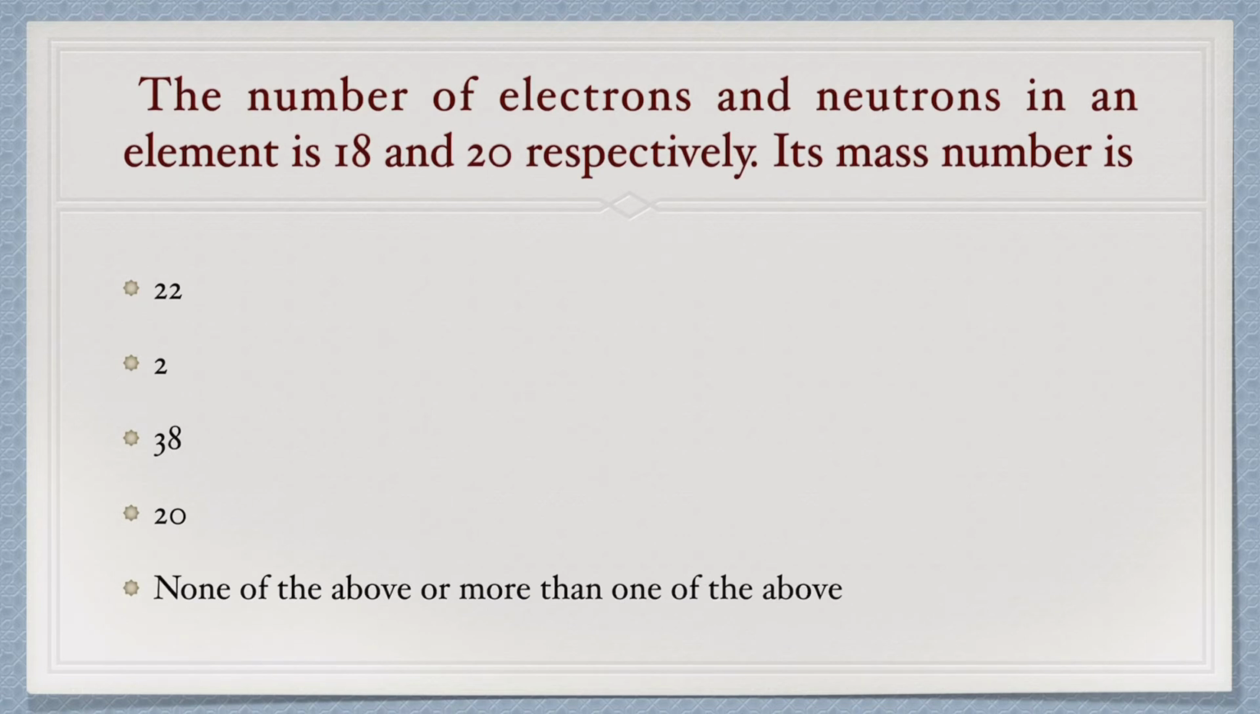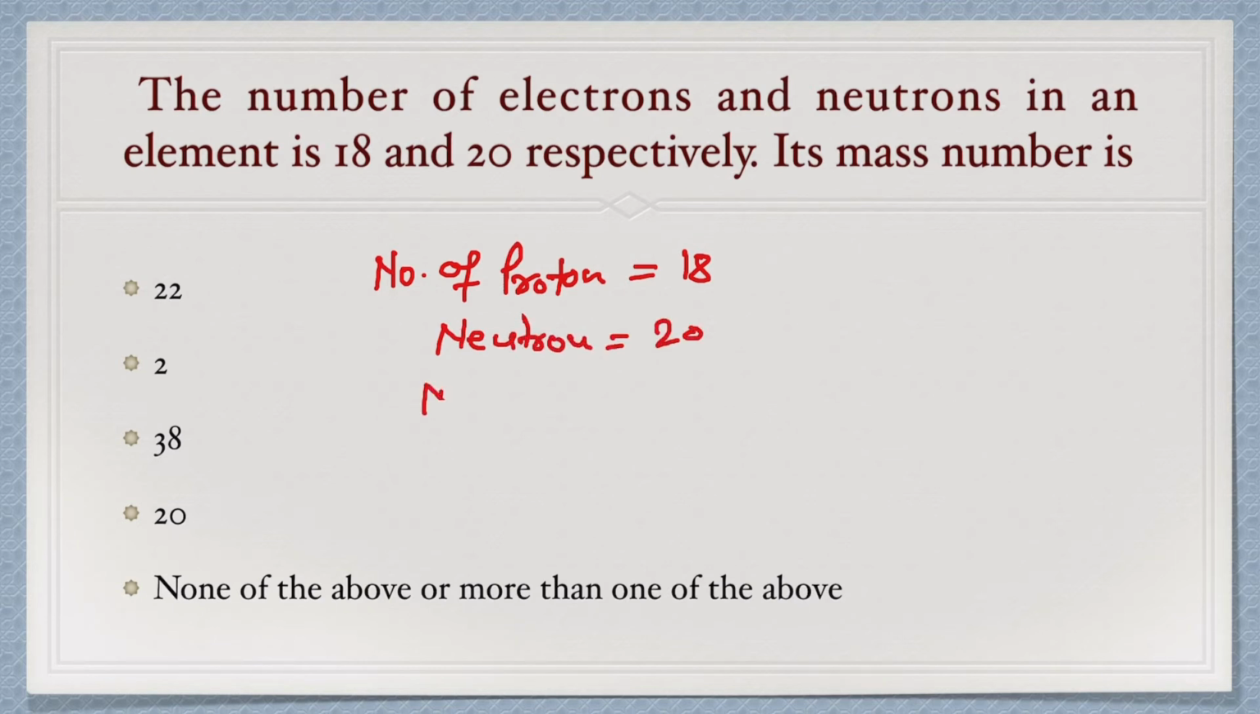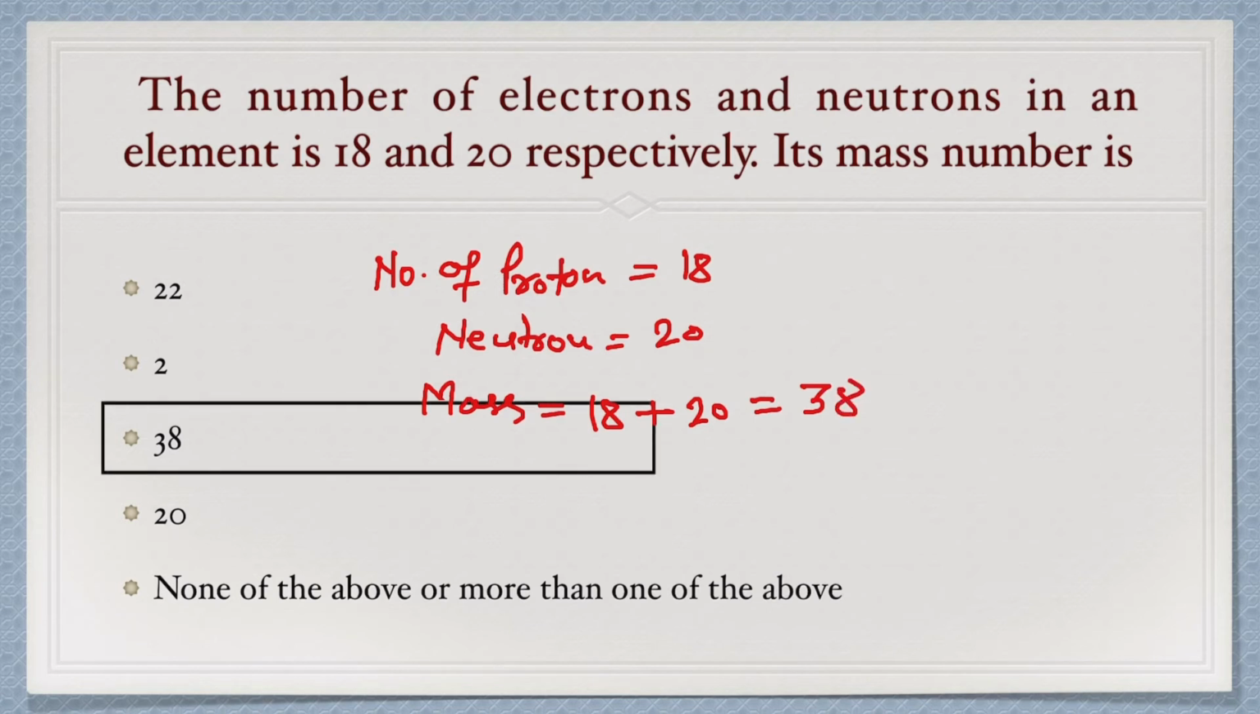Next question is: the number of electrons and neutrons in an element is 18 and 20. So the number of electrons, that is the number of protons, is equal to 18, and the number of neutrons is 20. So the mass number will be the sum of neutrons plus protons, which equals 38, which means the third option is the mass number of that element.